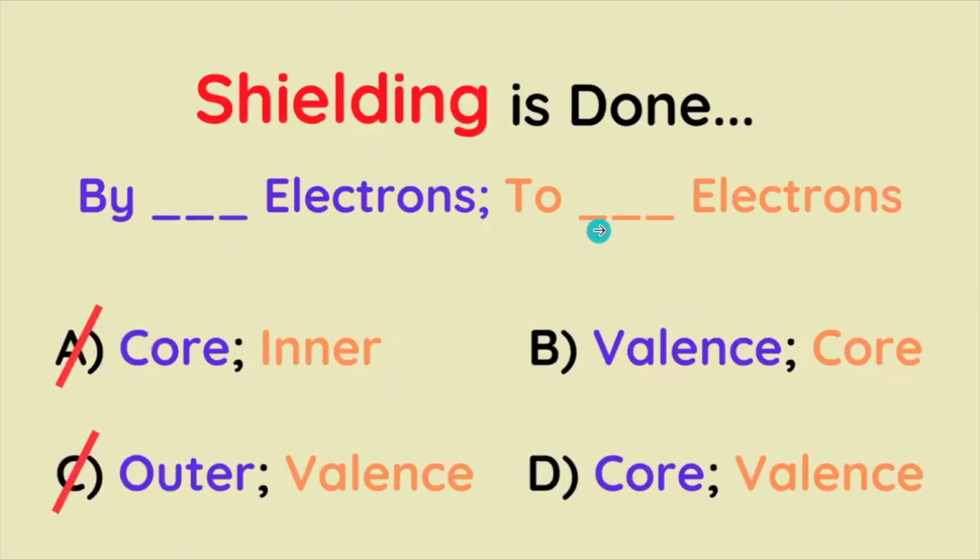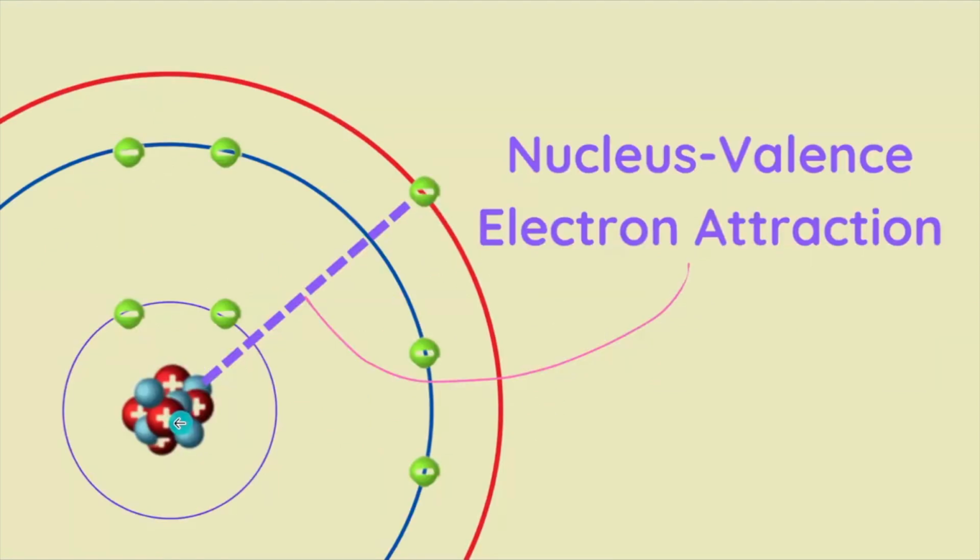Thus, without even knowing anything about shielding, you know that A and C are incorrect. But what exactly is shielding, and how can we decide between B and D? In any atom, the positively charged nucleus forms an attraction between the electrons within the atom, and here I'm specifically emphasizing the bond between the outermost electron and the nucleus.